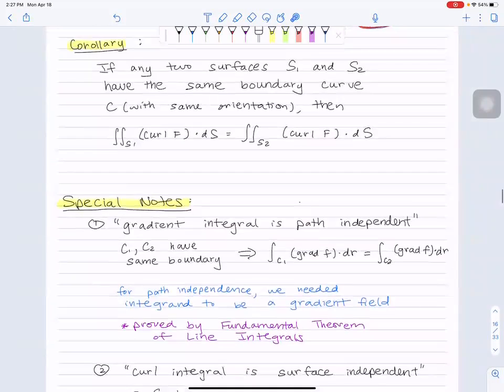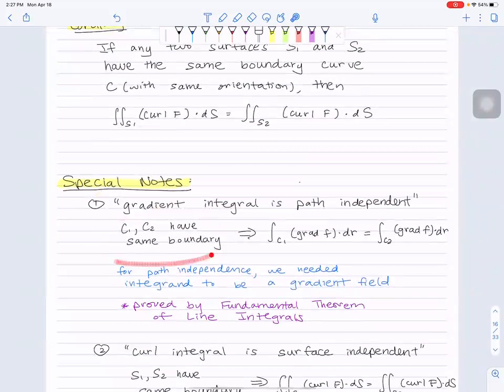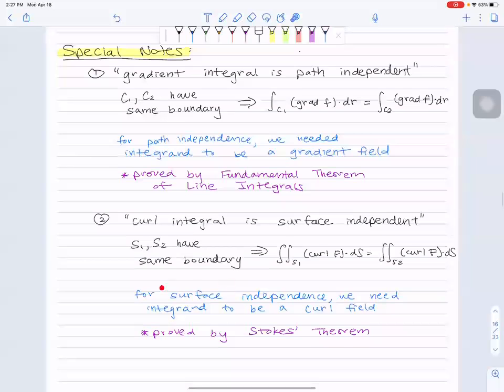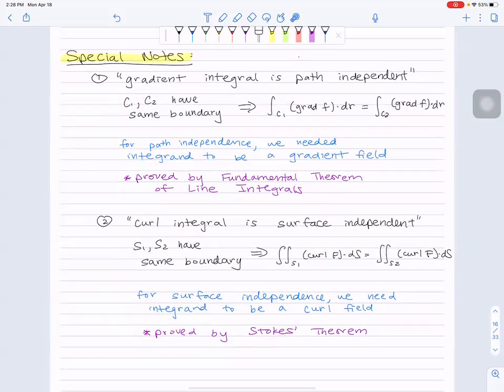So far we know that if two curves have the same boundary, then the integral of the gradient would equal the integral of the gradient for the other boundary. That was proved by the fundamental theorem of line integrals, where for path independence we needed our integrand to be a gradient field. Now with Stokes' theorem, in order to be surface independent, so the integrals are equal, we need our integrand to be a curl field. And so these are our two results that we're learning.